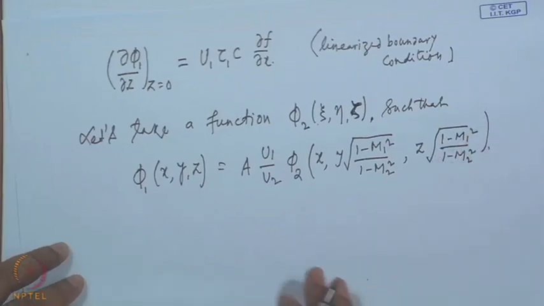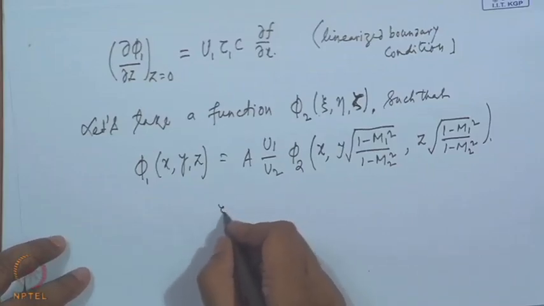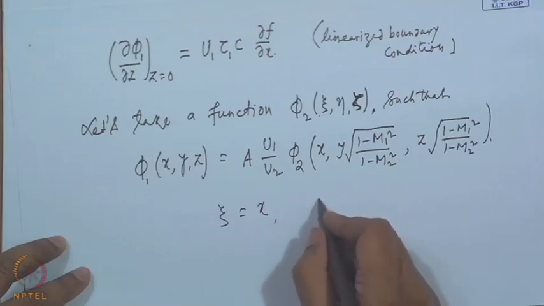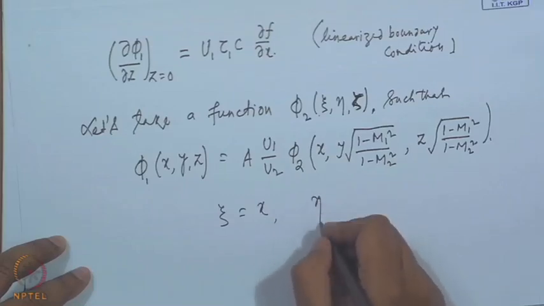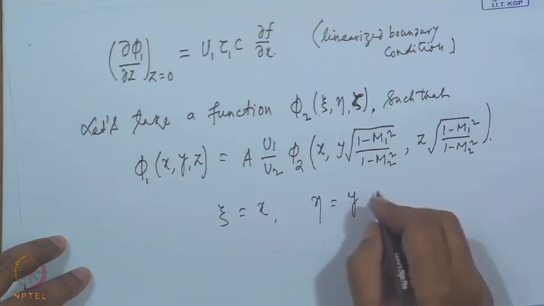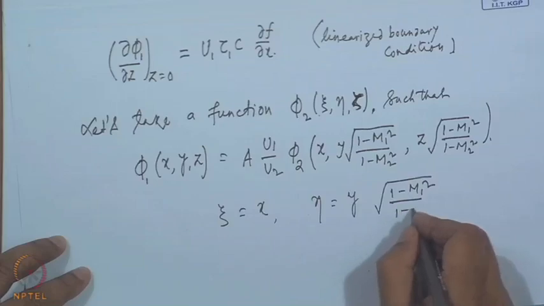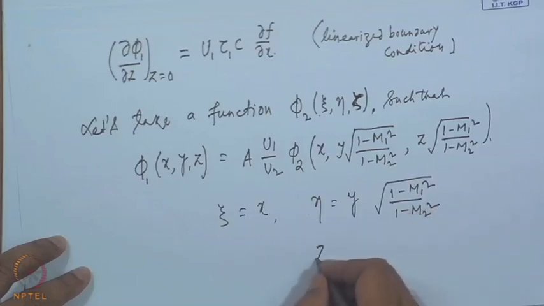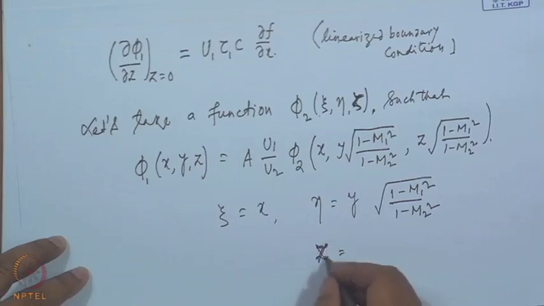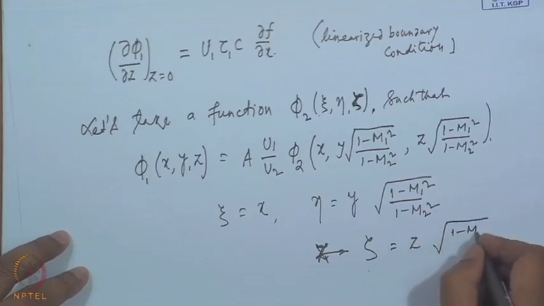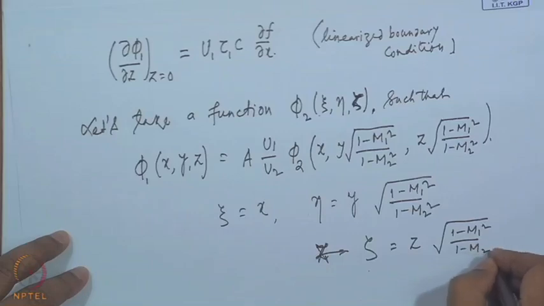That is, we are applying this transformation that xi equal to x, eta equal to y into root over 1 minus m 1 square by 1 minus m 2 square, and zeta equal to z into root over 1 minus m 1 square by 1 minus m 2 square.